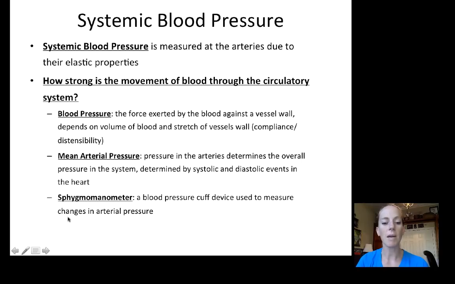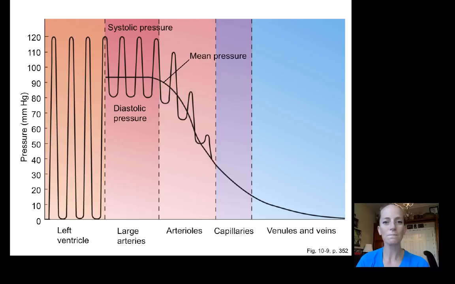What we use to measure blood pressure is a blood pressure cuff, and the fancy term for that, see if you can say this 10 times, sphygmomanometer. So the sphygmomanometer is that thing that they put around your brachial region or your upper arm, and it's a blood pressure cuff used to measure changes in arterial pressure.